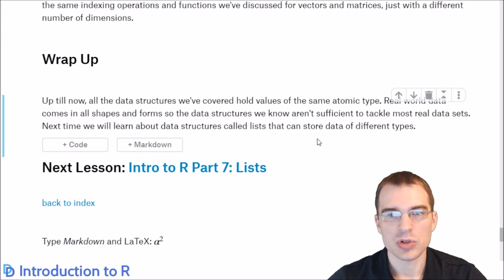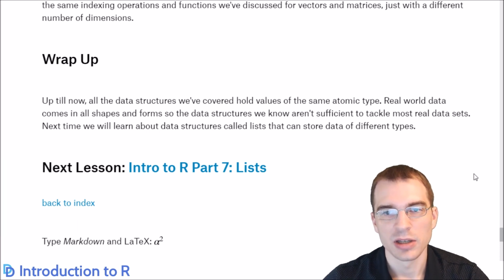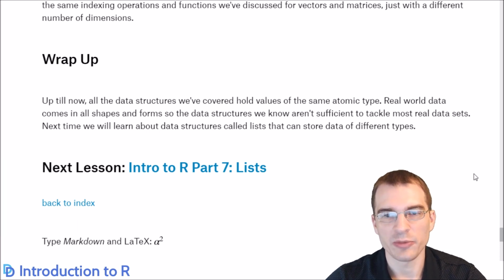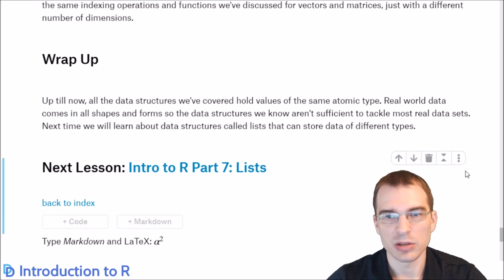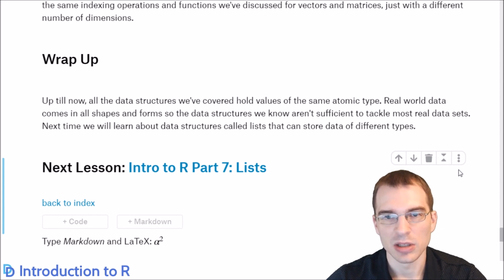So that covers all the basics of matrices that we're going to need to know, but one of the main limitations of matrices is that they only can contain data of the same basic type. And when you're working with real-world data, you're usually going to have data of many different types. Like you might be loading in a table that has some numbers and some character strings and maybe even some dates and things like this. And matrices are not able to deal with those.